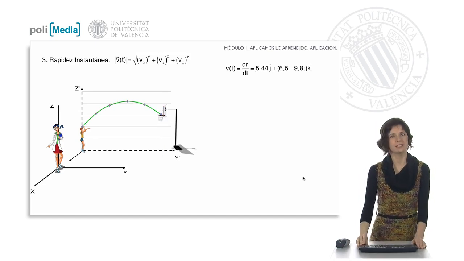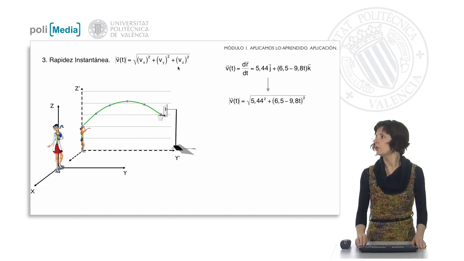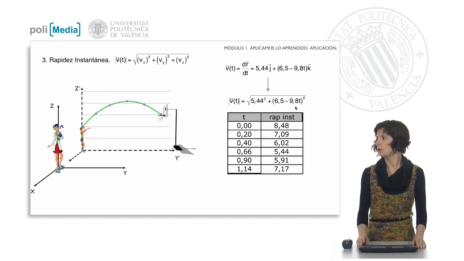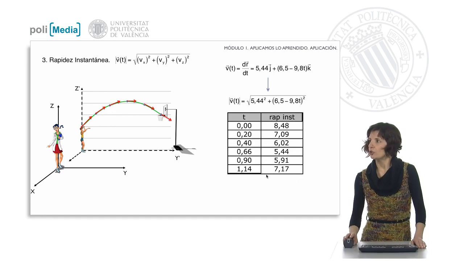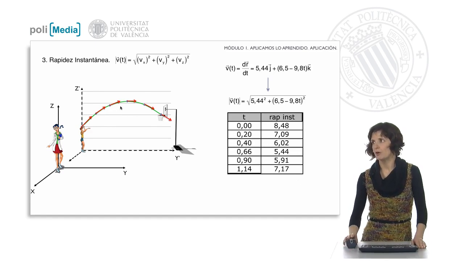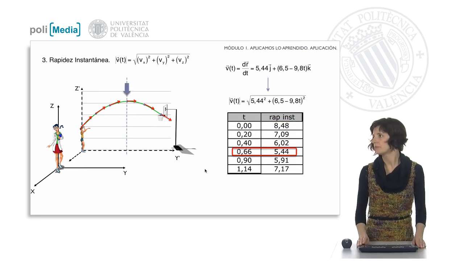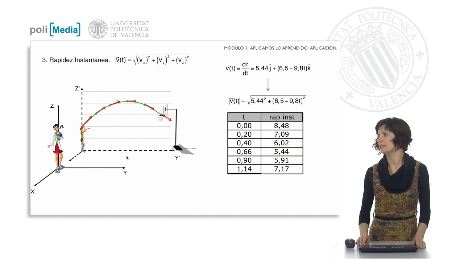Let us now calculate the instantaneous speed as the magnitude of that velocity vector we just calculated. The magnitude of a vector is calculated as the square root of its components squared. We have obtained an expression that also depends on time, giving values to t, and we obtain the instantaneous speed at different instants of time. This instantaneous speed corresponds to the length of the velocity vector that we have previously represented. We can observe that at the initial instant, the instantaneous speed is maximum. Then it decreases until it reaches its minimum at the point of maximum height, and then increases again.